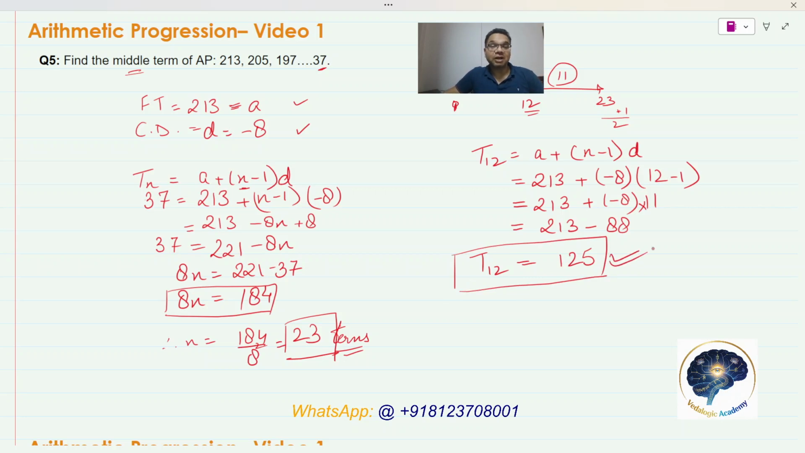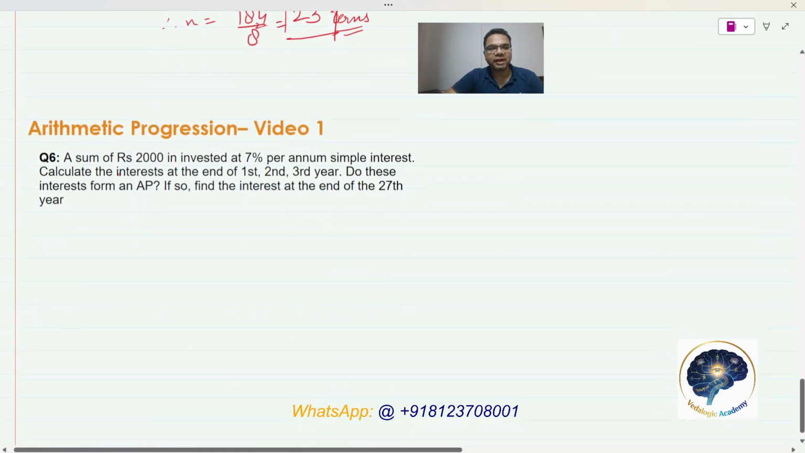Did you see how easy the question was? We have used nothing else but just one formula, term n. Term n is the only formula that we have used in these 5 questions. This is the only formula we have used.